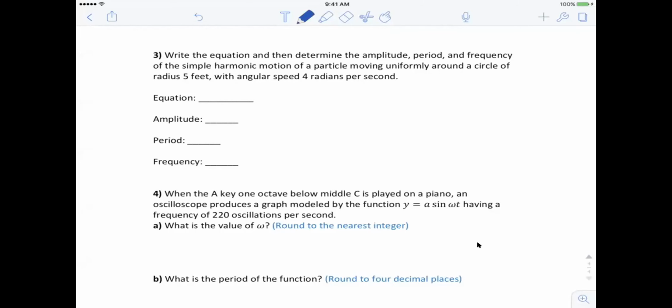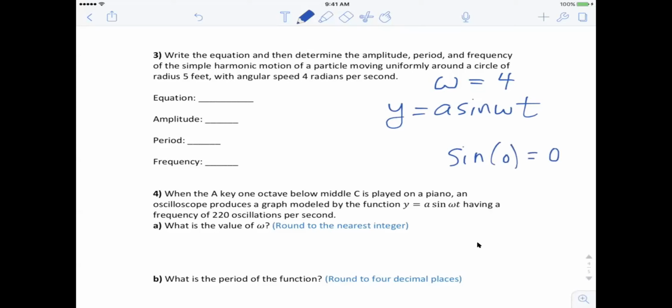Okay, so angular speed, remember, is omega. So omega is 4, right? These are pretty cool because you just got to plug that in for omega. And then the model we're going to use is sine for these. The reason for sine is because the starting point of 0 has a position of 0, because sine of 0 is equal to 0. That's why we're going to use sine there.